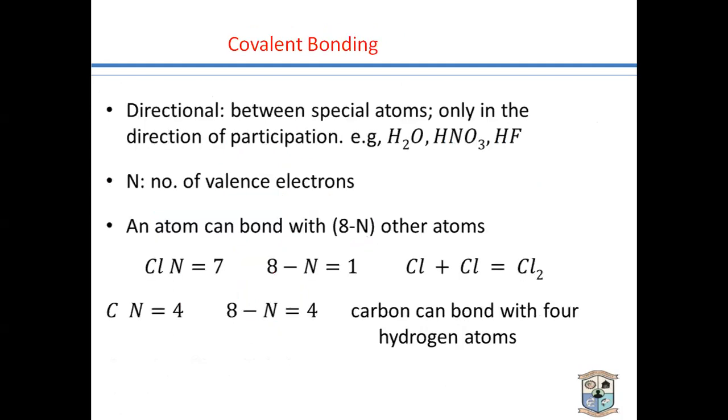So what do we know about covalent bonds? They are directional. This means that the bond is between specific atoms, and it may exist only in the direction between one atom and another that participates in the electron sharing. Only in the direction of participation are they directional.